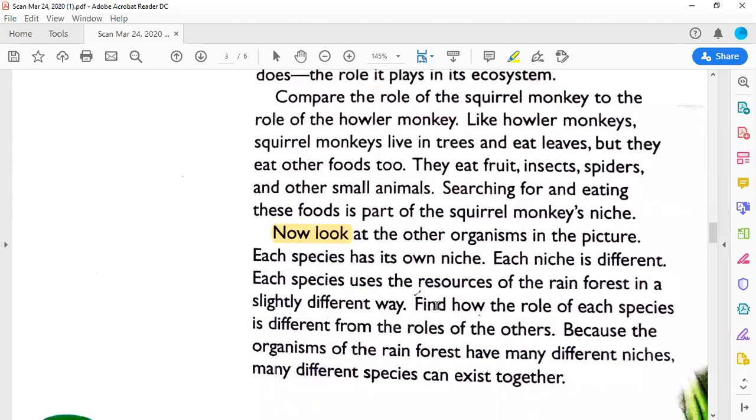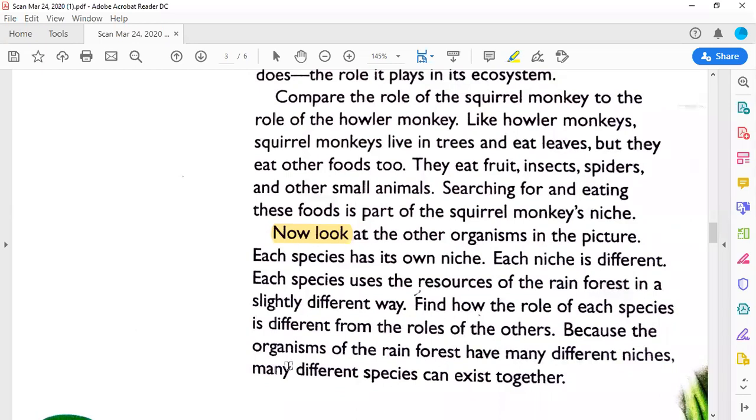Now look at the other organisms in the picture. Each species has its own niche. Each niche is different. Each species uses the resources of the rainforest in a slightly different way. Find how the role of each species is different from the roles of the others, because the organisms of the rainforest have many different niches. Many different species can exist together.